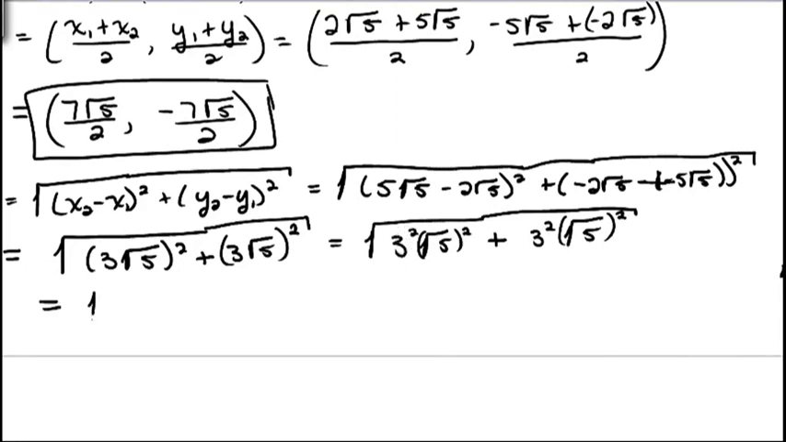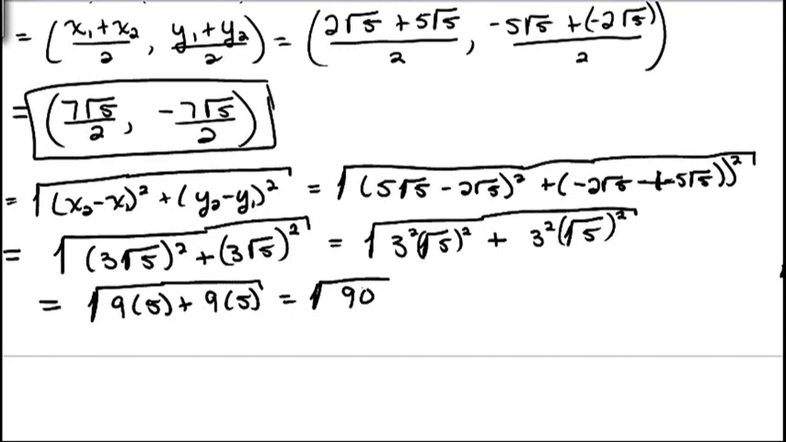And 3 squared is 9. And square root of 5 squared is 5. Plus, same thing again, so 9 times 5. And so this is 45, and this is 45, and 45 plus 45 gives us 90. And this can be simplified. 90 is 9 times 10, and the square root of 9 is 3, so we get 3 times the square root of 10.